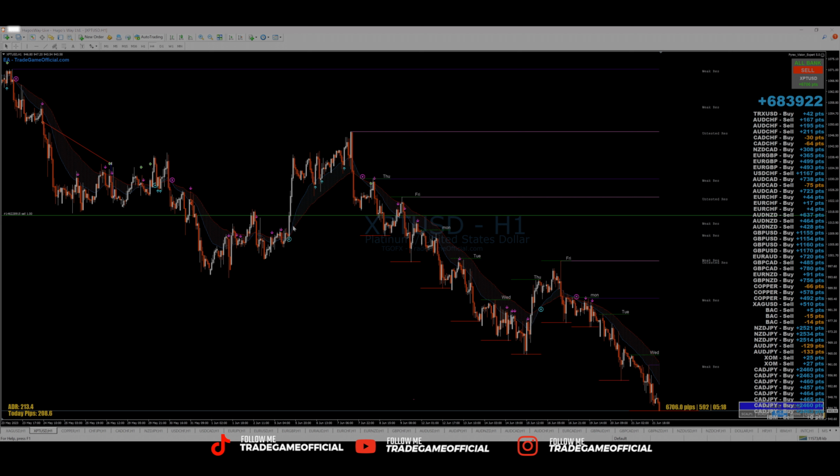How did we know not to get out? Well, we knew because the ribbon wasn't getting too big. Okay, that was the first sign. The second sign was this resistance level. This resistance level was respected.